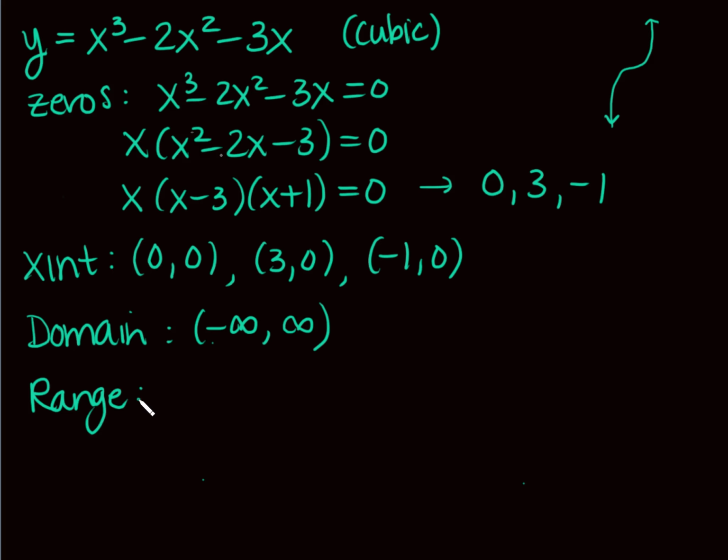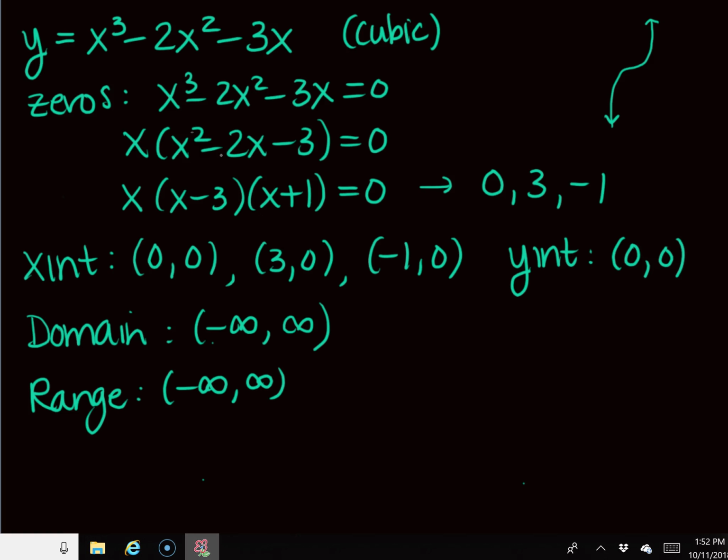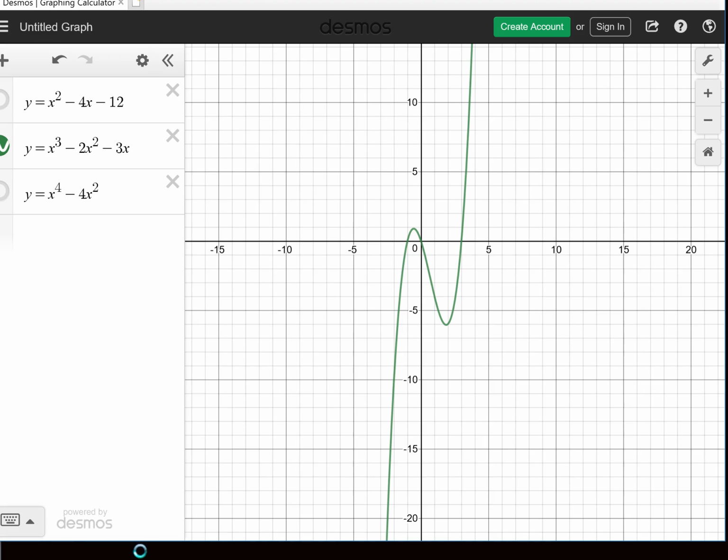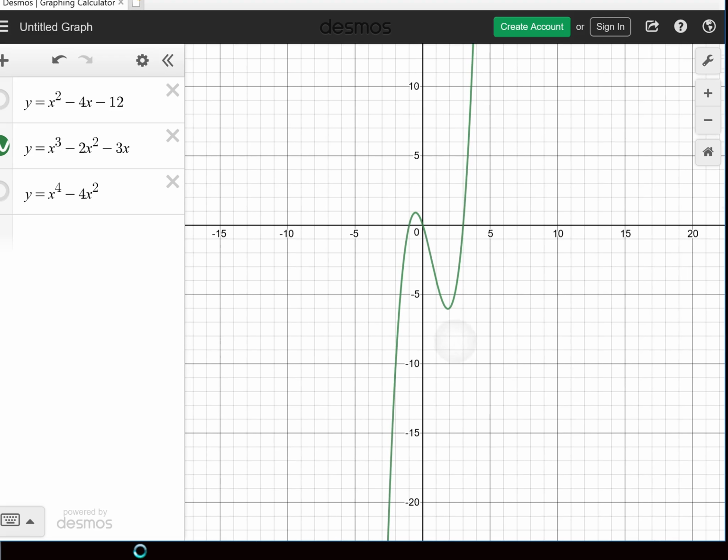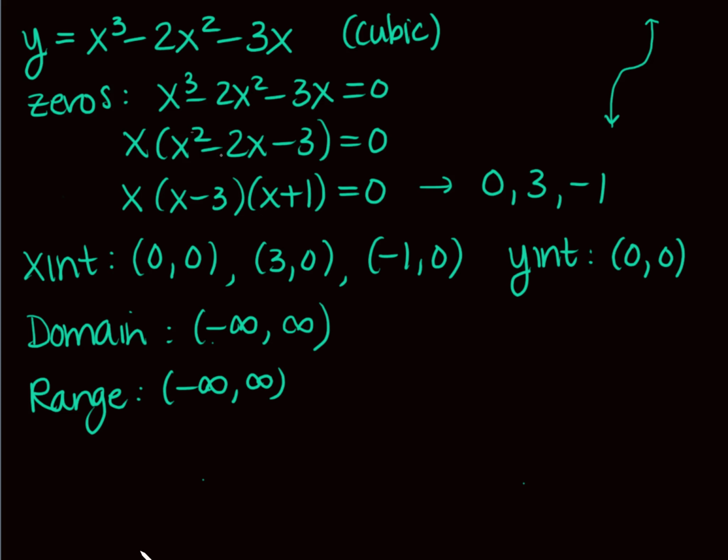And how do we know our y-intercept is 0, 0? Well, if you put in 0 for x, clearly I get the point 0, 0. And I like this graph because it kind of reminds you a little bit of what x cubed would look like normally, without having done that stuff to it. So it kind of messes with that x cubed a little bit.